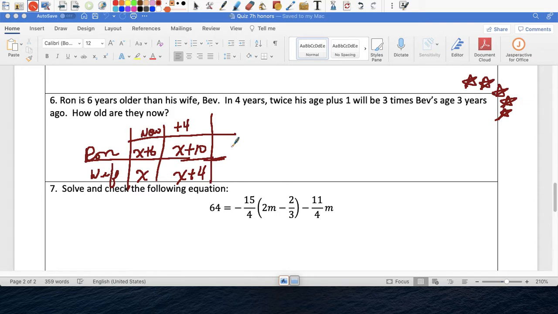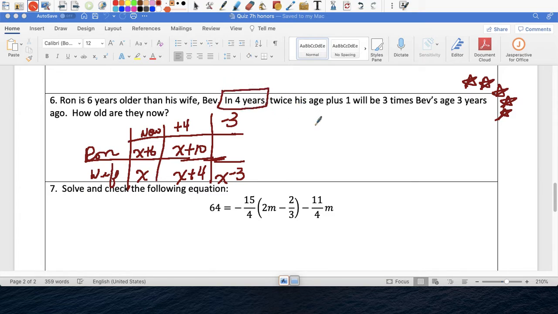But we also need another column here. I'll call it the minus 3 column, 3 years ago, because eventually when I get to setting up my equation, it says here 3 times Bev's age 3 years ago. Well, I don't have that set up yet, so I'm going to set it up. So 3 years ago, Bev is whatever she is today, minus 3. We don't care about the husband 3 years ago, so I can leave that empty. Now, let's see if I can set up an equation.